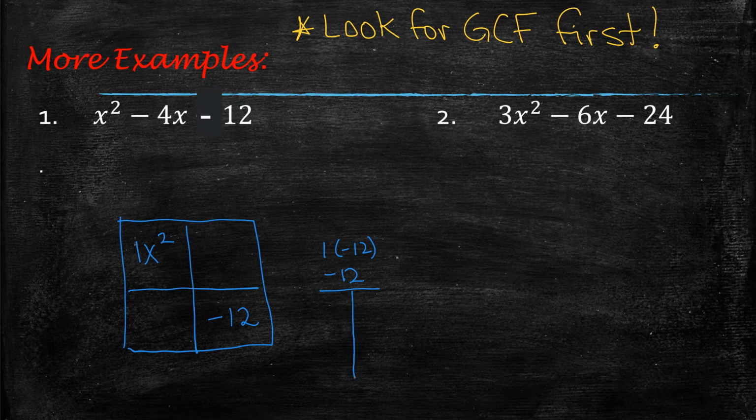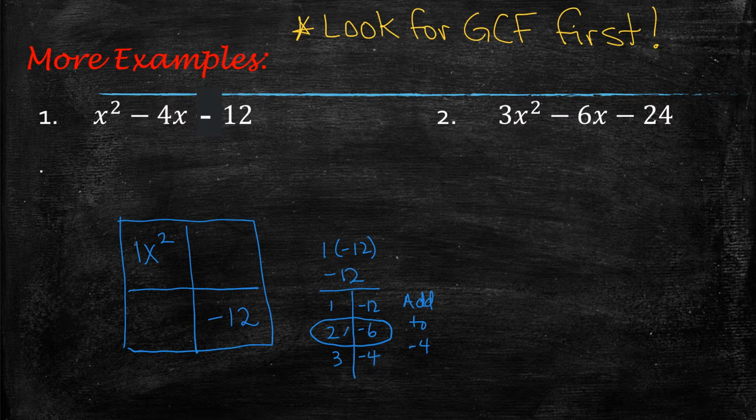We're going to look for factors of negative 12, and we're looking for them to add up to negative 4. So we've got 1 times negative 12. We have 2 times negative 6. We have 3 times negative 4, and of course the reverse of those. But I notice that right here we have those that add up to negative 4.